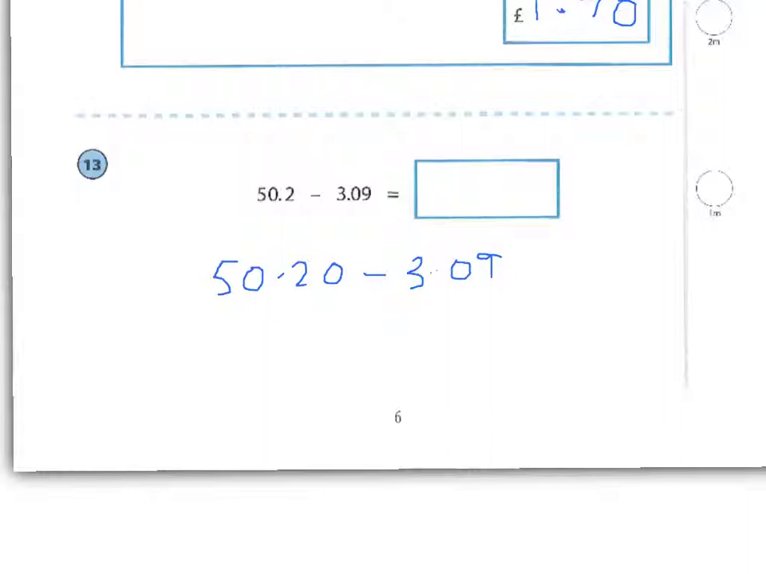Now if we work separately with the whole number part and the decimal part, you could actually do 20 hundredths, take away 9 hundredths, which is going to give us 11 hundredths. And if we work with the whole number part, 50 minus 3 is 47. So it was actually very nice to do mentally. But you could obviously do it in columns as well.